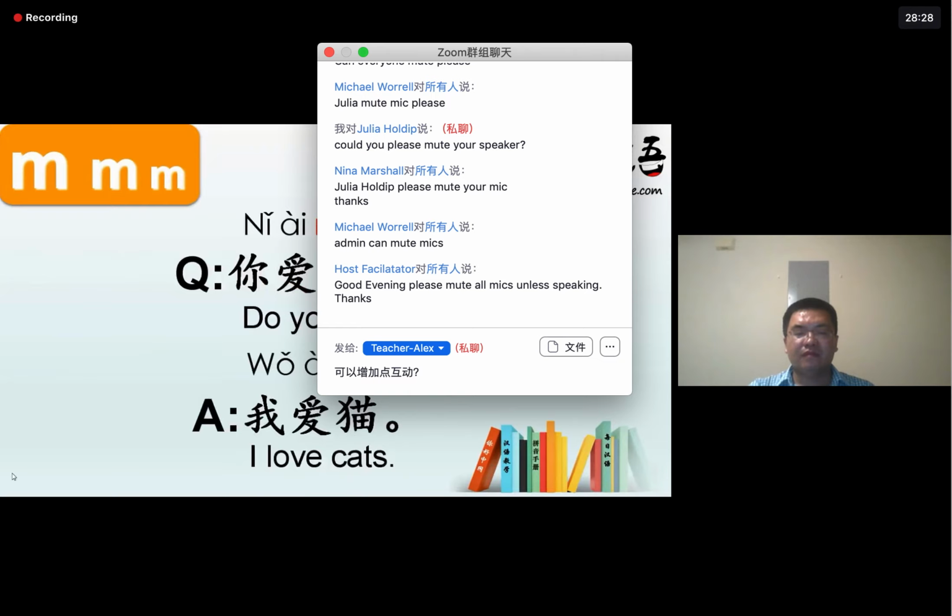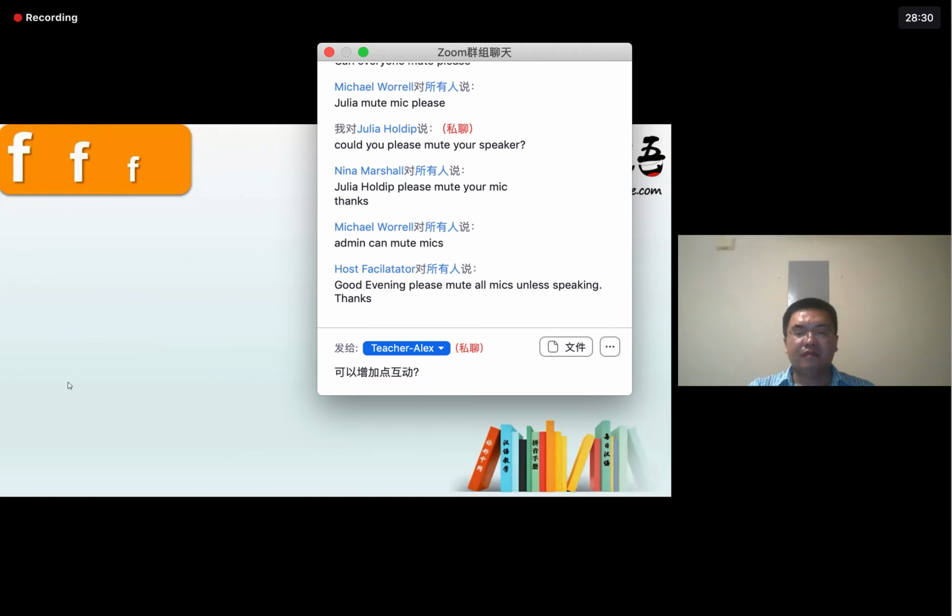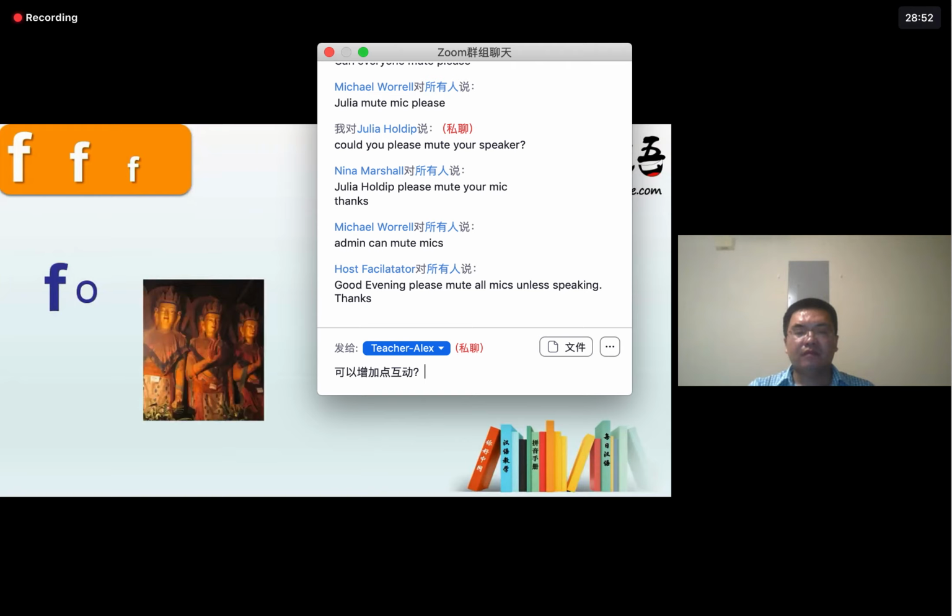The last one is fo. As to fo, you need to use your upper teeth and lower lip, same as when you make the F sound in English. Let's read it all together: fo, fo, fo. In China, there are quite a lot of people believing in Buddhism. The Chinese word for Buddha is 佛.